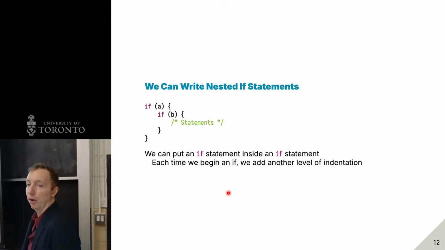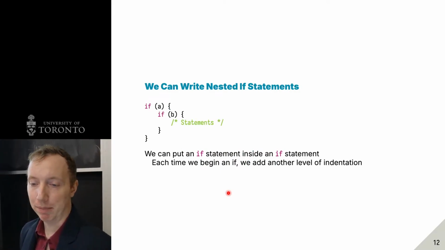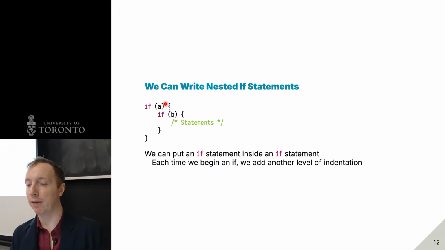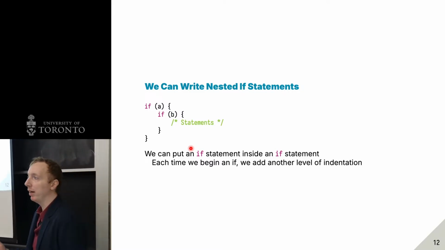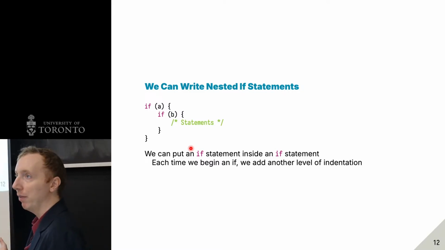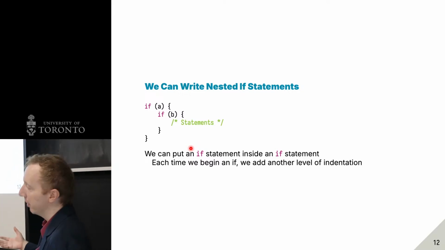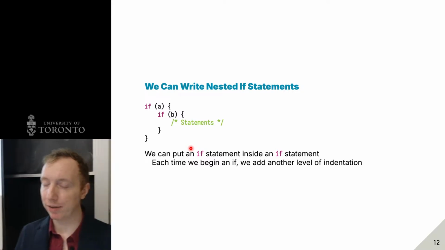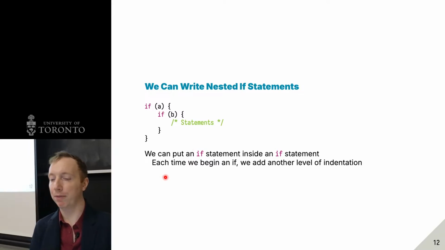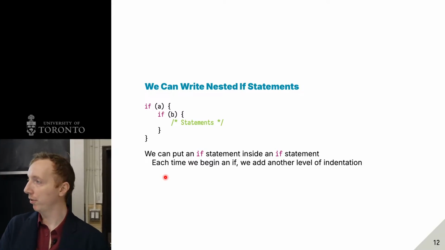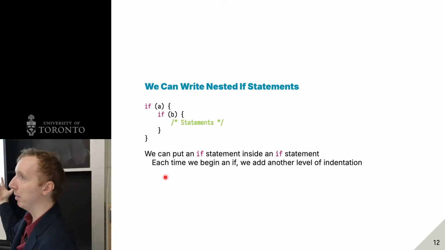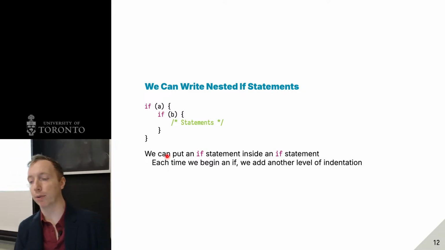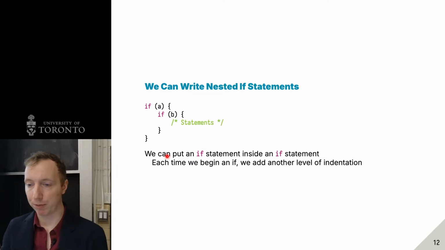All right, so I can also write nested if statements. So if I write something like if A and then if B, I can put an if statement inside an if statement. Putting an if inside another one, we call that nesting. And each time we begin an if, we add another level of indentation. So it's to say, at a glance, whether or not a statement is included in another one. When we add another level of indentation, that's just skipping over 4 spaces.